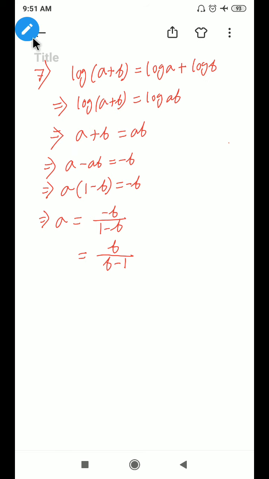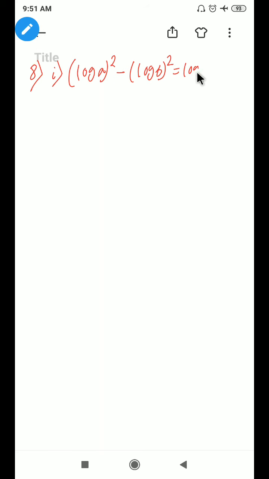Now go to the next problem, question number 8. Question number 8 is given here: prove that log a whole square minus log b whole square is equal to log a by b into log ab.